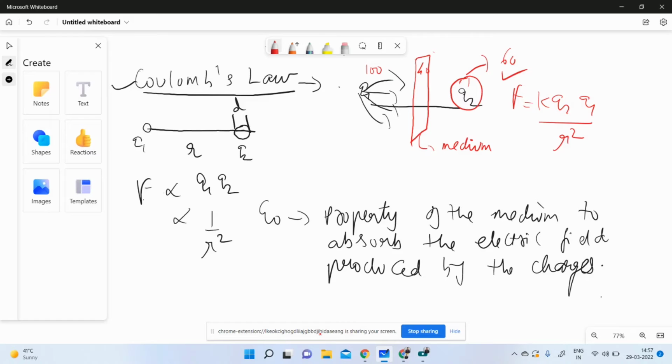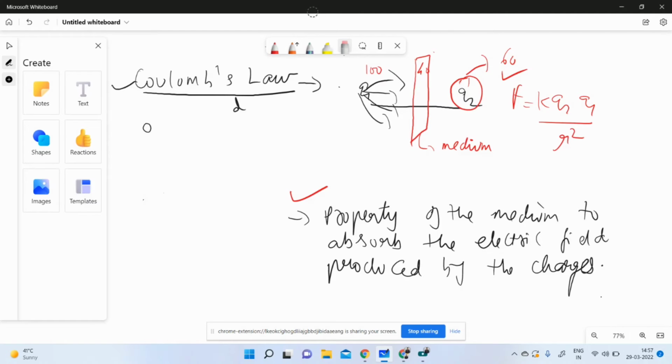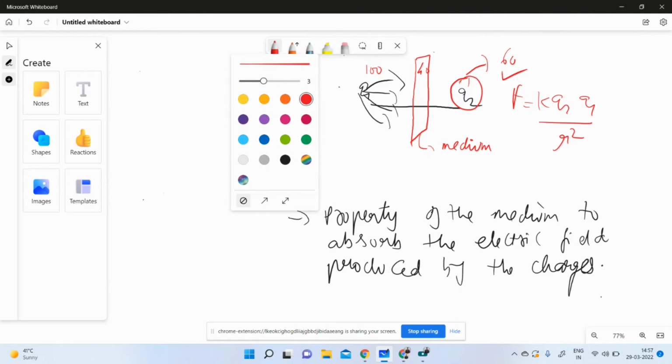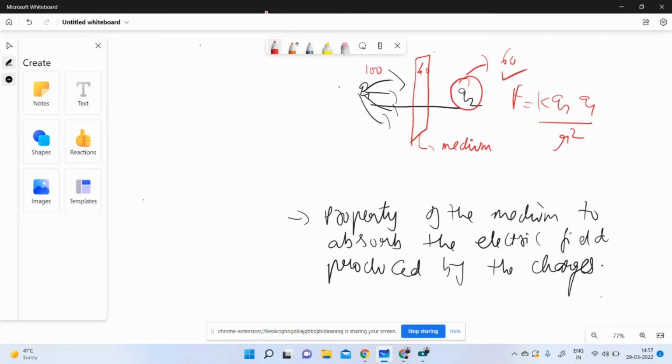Clear? So these 40 electric field lines absorbed by the medium are known as the permittivity of the medium. Permittivity means the number of field lines a medium will absorb. So the more the permittivity, the less will be the force, obviously, because the more field lines the medium absorbs, the fewer reach the other charge Q2, and the less repulsion Q2 or any other charge has to face.